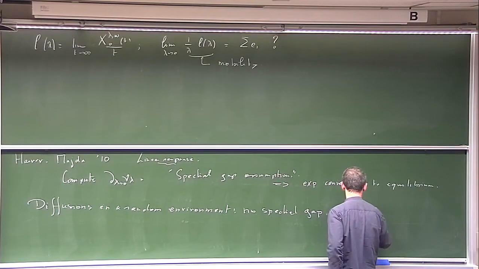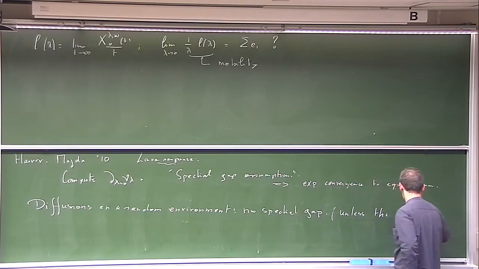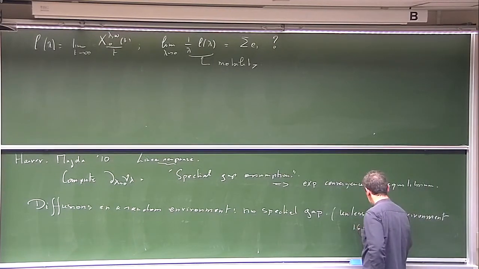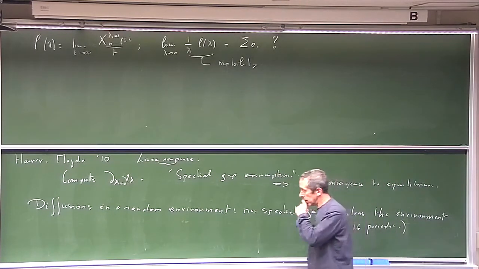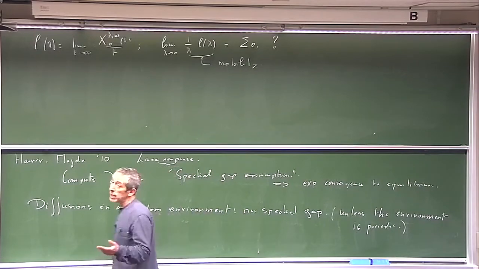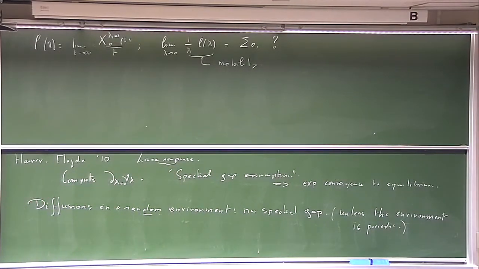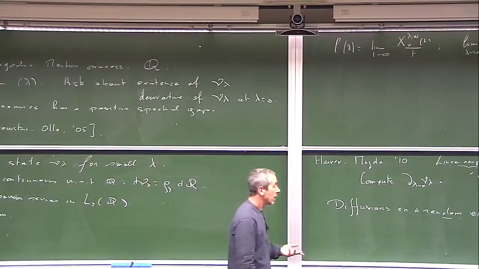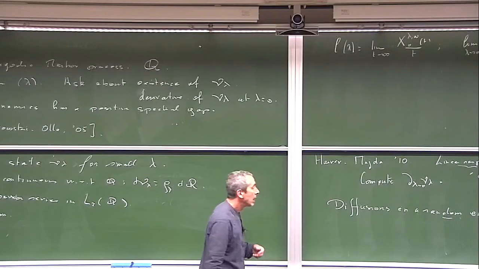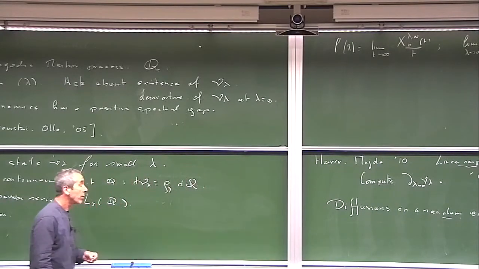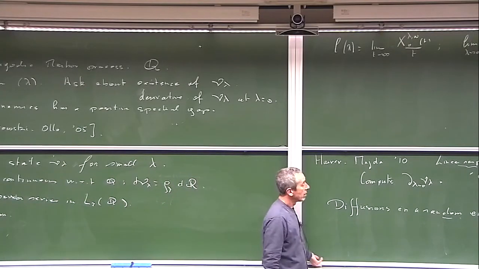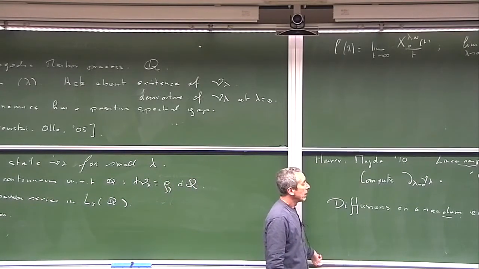So unless the environment is periodic, now, okay, so if the environment is periodic, then you can apply the conformal result, for instance, but as soon as the environment is random and non-periodic, you lose the spectral gap property. Therefore, we are not in these frameworks, and we have to find another way to approach the problem.